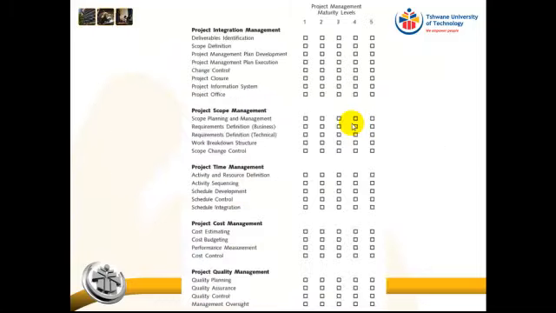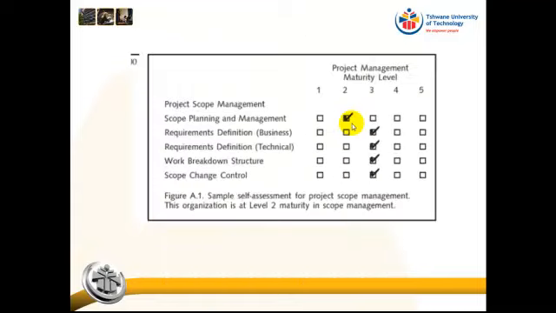And at the end of the day, what I then do is I mark where we are at. And this organization is at level 2 of maturity. The reason is that you cannot be at a higher level of maturity than the lowest level of maturity of your organization.